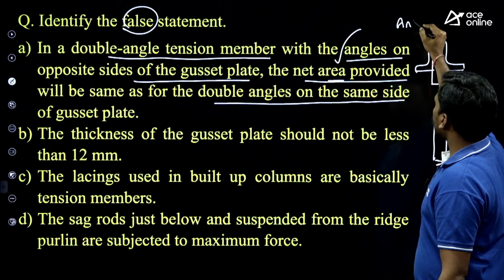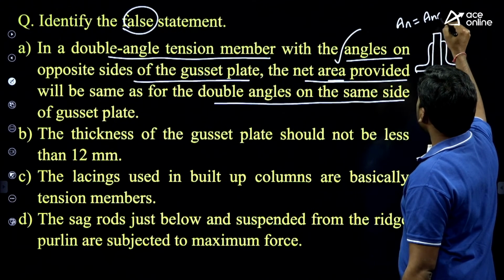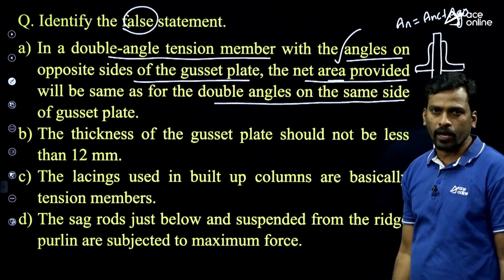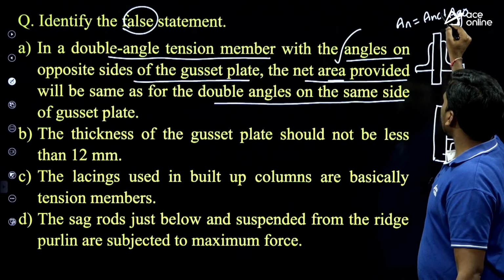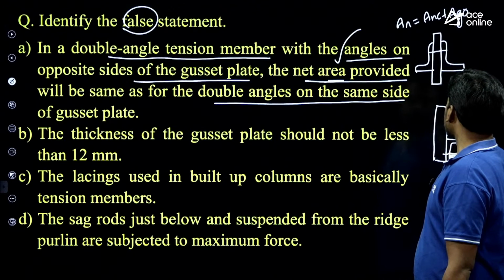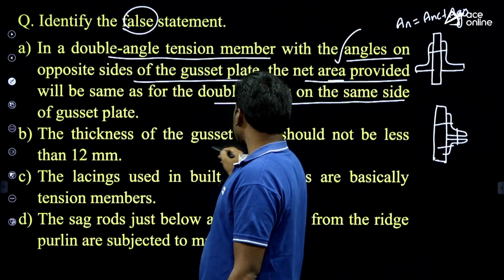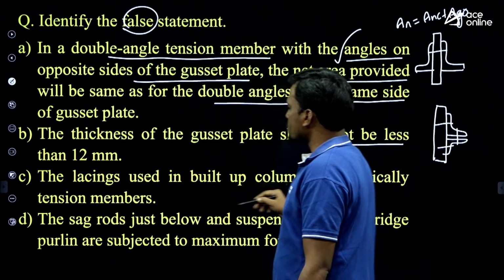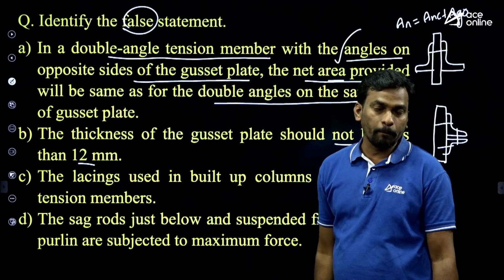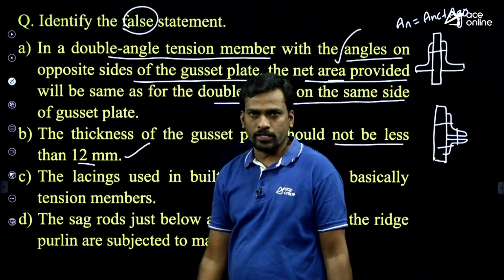For the net area, I gave the formula to find the net area of an angle section: A_nc plus A_go. This is the net area of the connected leg and this is the gross area of the outstanding leg. Next, B: the thickness of the gusset plate should not be less than 12 mm. Yes, students, the minimum thickness of gusset plate is 12 mm. So this is correct, but we are asked for the false statement.